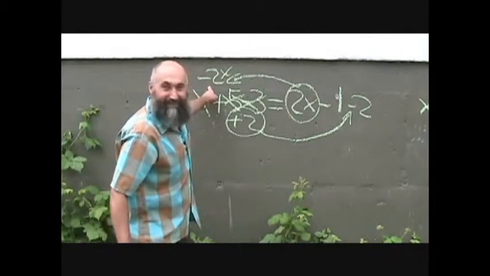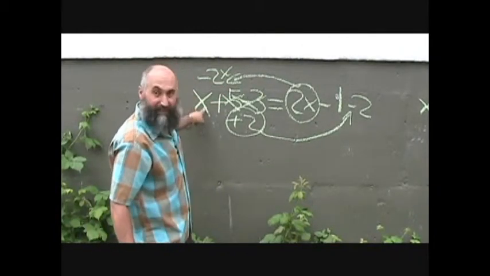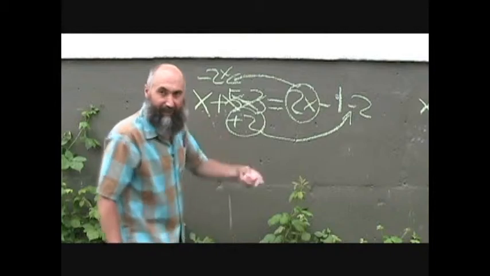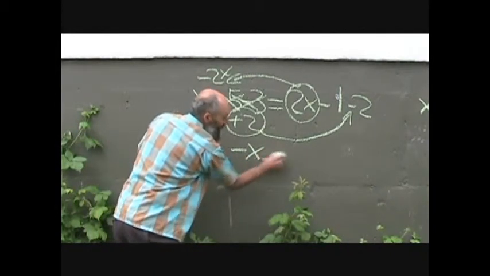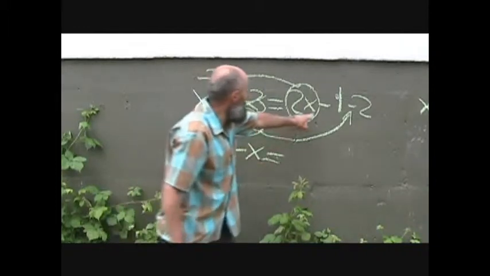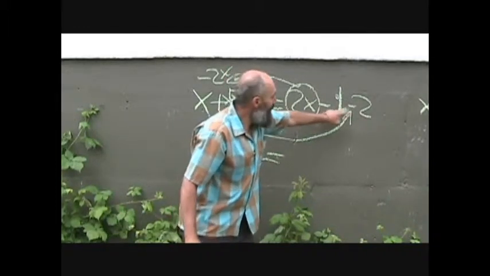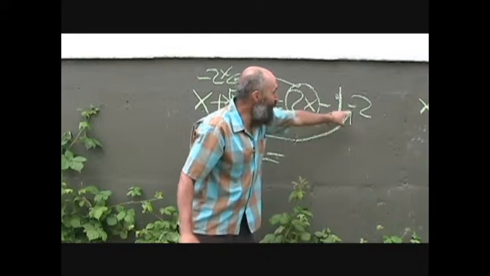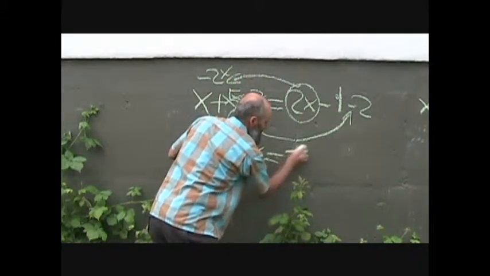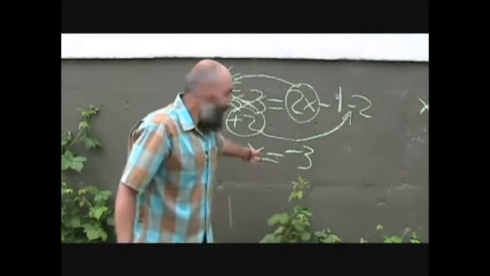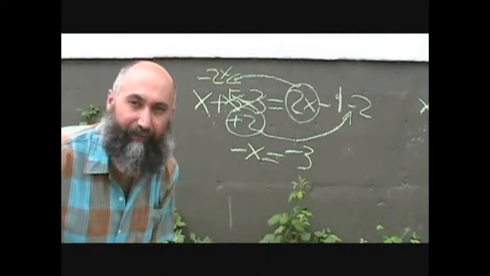What you got here is -2x, and that's a positive x. So -2x plus x is -x. Line up your equal sign. -x is equal to, that's -1 minus 2. -1 minus 2 is -3. So you got -x is equal to -3.